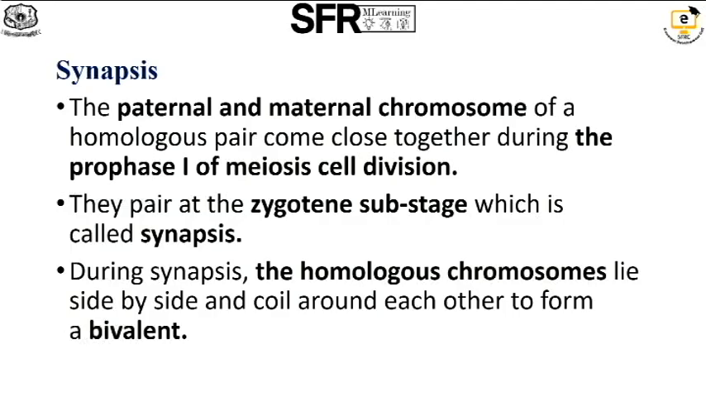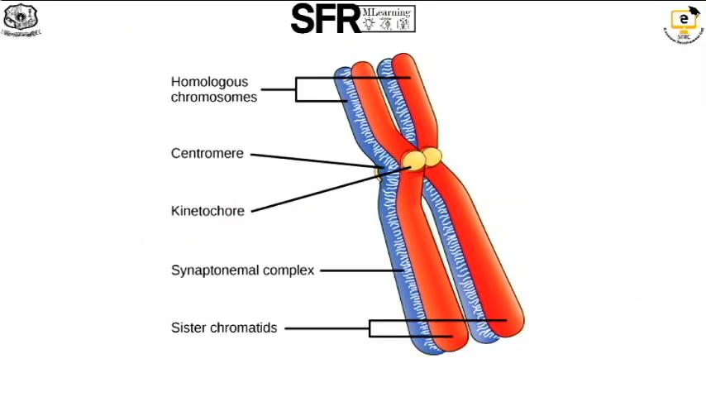First one is synapsis. The paternal and maternal chromosomes of a homologous pair come close together during prophase 1 of meiosis cell division. They pair at the zygotene substage, which is called synapsis. During synapsis, the homologous chromosomes lie side by side and coil around each other to form a bivalent. Here the two chromosomes come close together, so this is called synapsis.